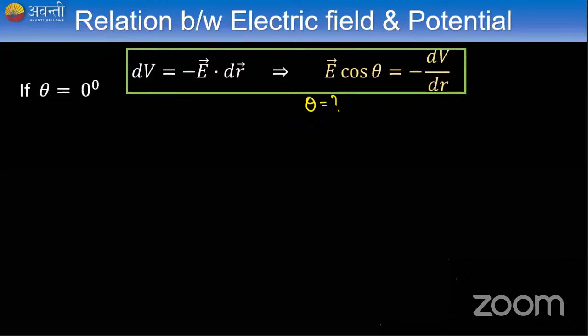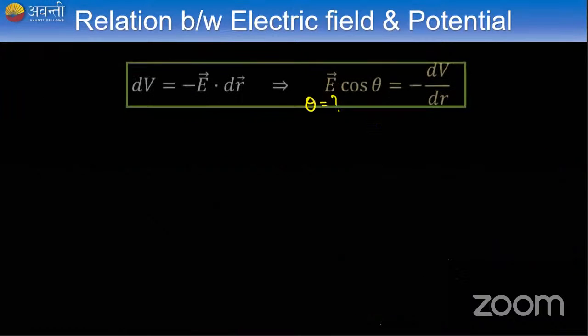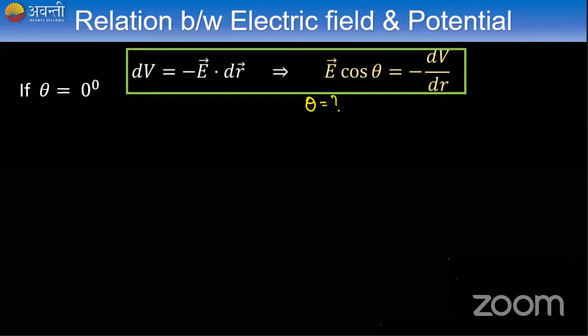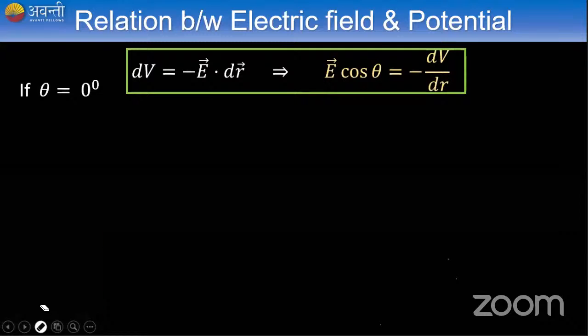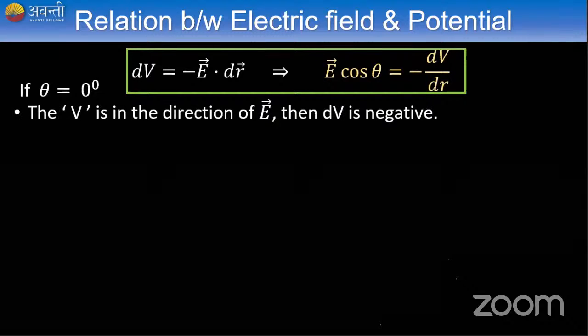So first tell me, what is theta? It was the angle between my Q's direction and my electric field direction. The angle between my electric field and the Q is given by theta. Okay. Now we know if theta is equal to 0 degrees, then the electric potential is in the direction of the electric field, right?